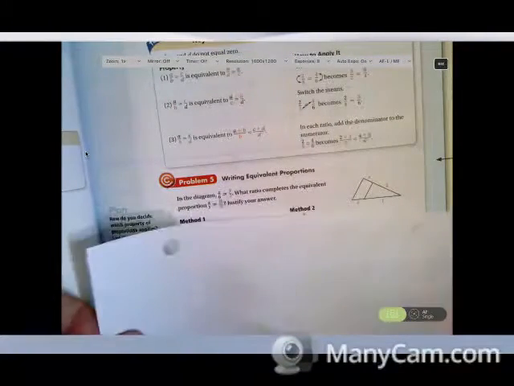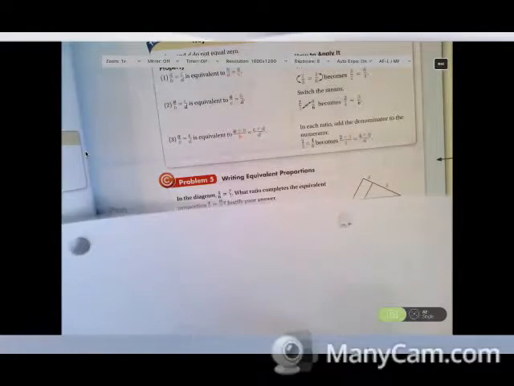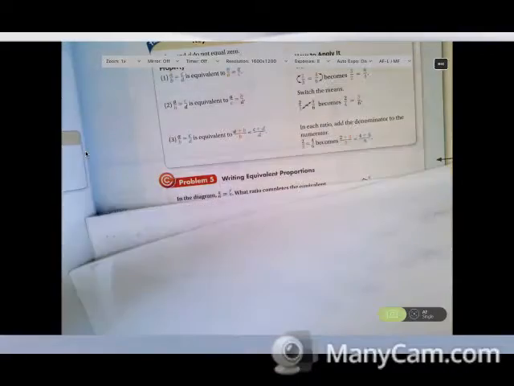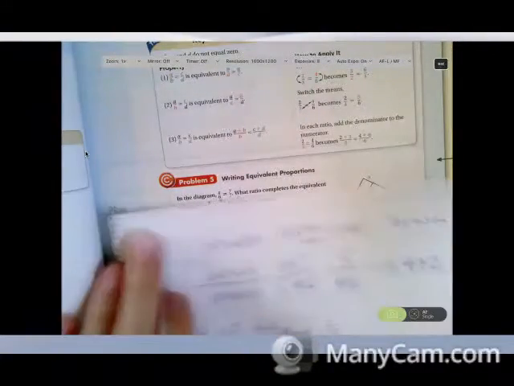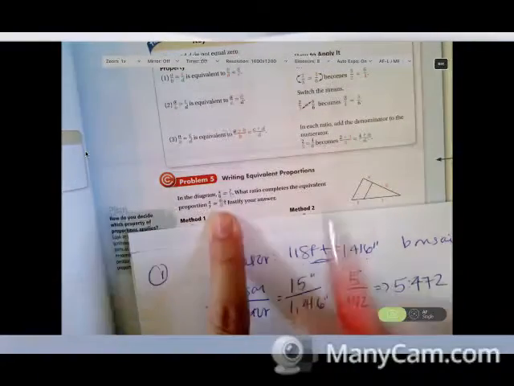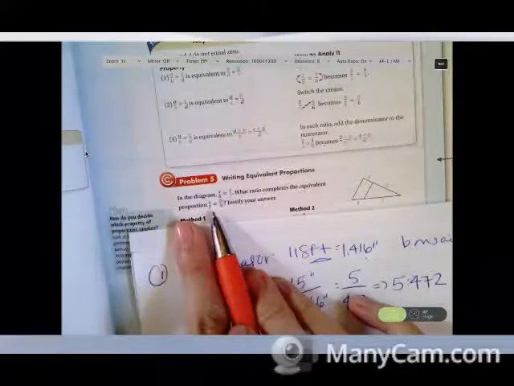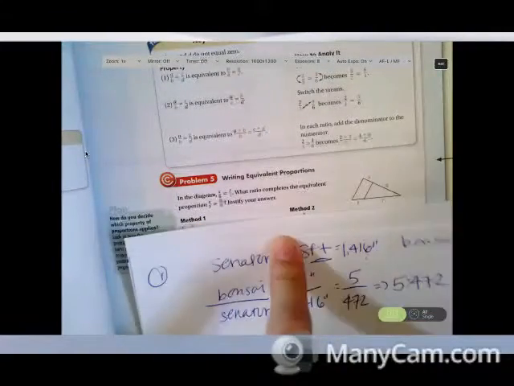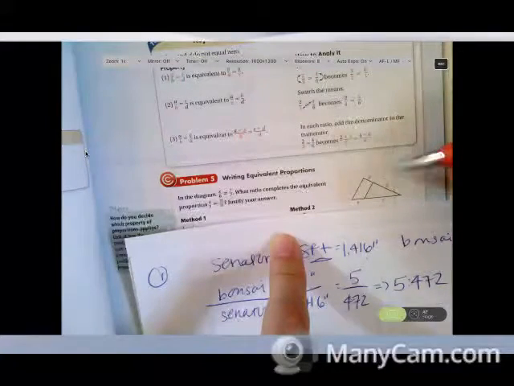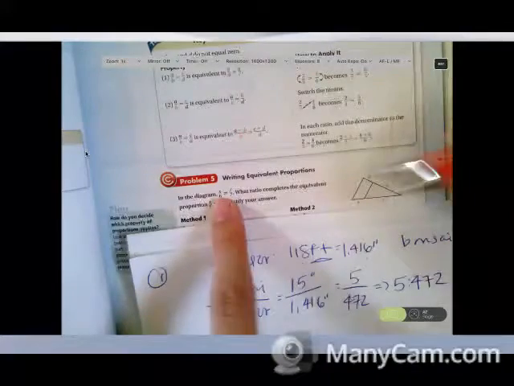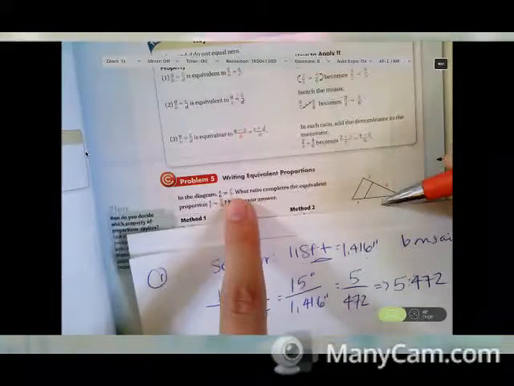Alright, and then the final one, number 5. We want to know, in the diagram, x over 6 equals y over 7. What ratio completes the equivalent proportion x over y equals what? If you look over here, you want to see what corresponds to what. So I look at the picture. X corresponds to 6 and y corresponds to 7.